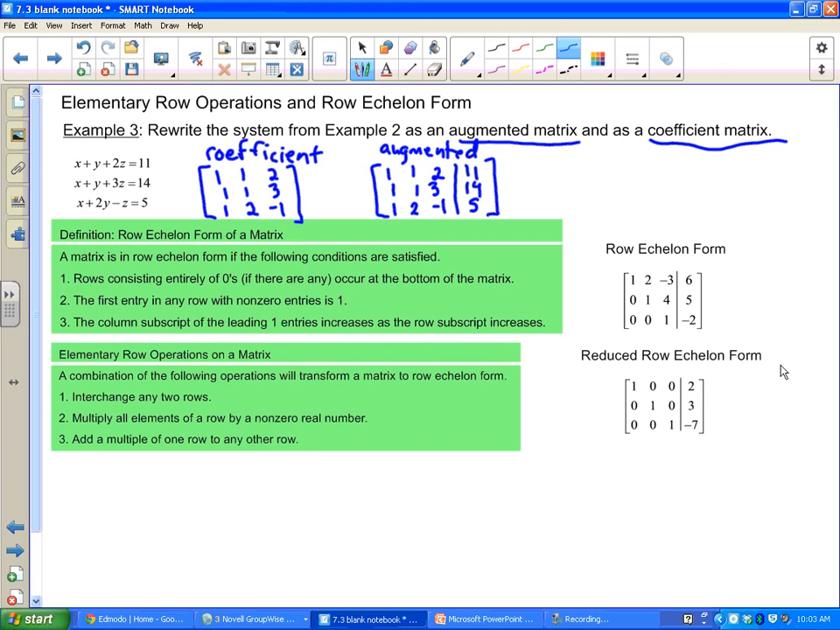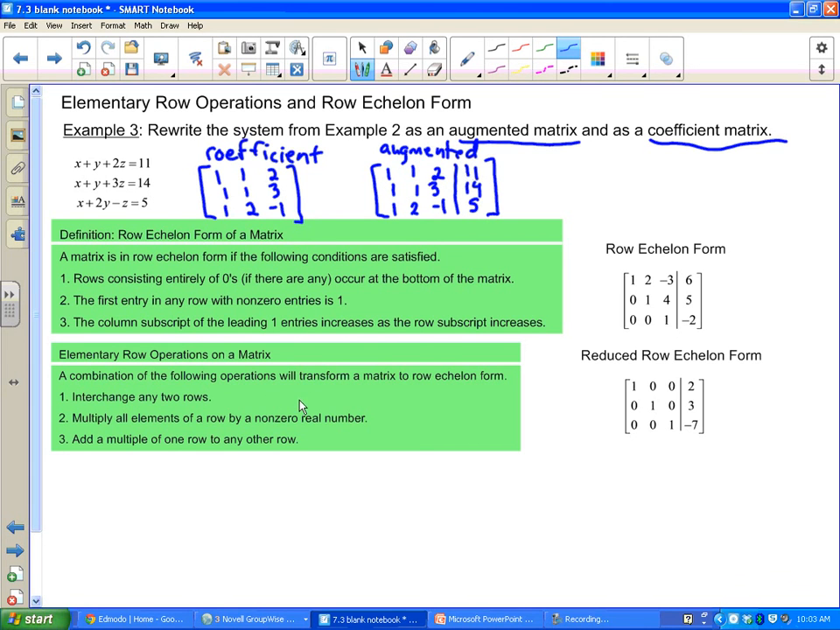Reduced row echelon form takes it a step farther, and we still have the diagonal of 1. We have these zeros here, but we also have zeros above the diagonal. So that's reduced row echelon form. Depending on what question they ask us, these are our 2 options that we're trying to get to. And the way we can do that is we take our augmented matrix for our system and perform row operations on it.